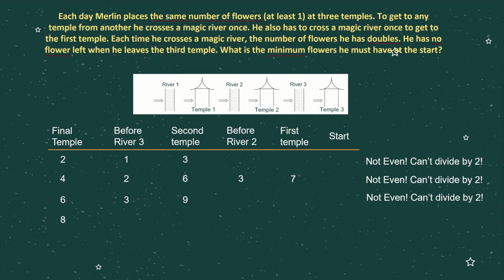The next guess is the next even number 8, which gives us 4 before River 3, 12 at the second temple, since we have to leave 8 there, 6 before River 2, 14 at the first temple, and finally 7 before crossing the first river. We have finally arrived at the start with 7 flowers in our hand. So the answer is 7.